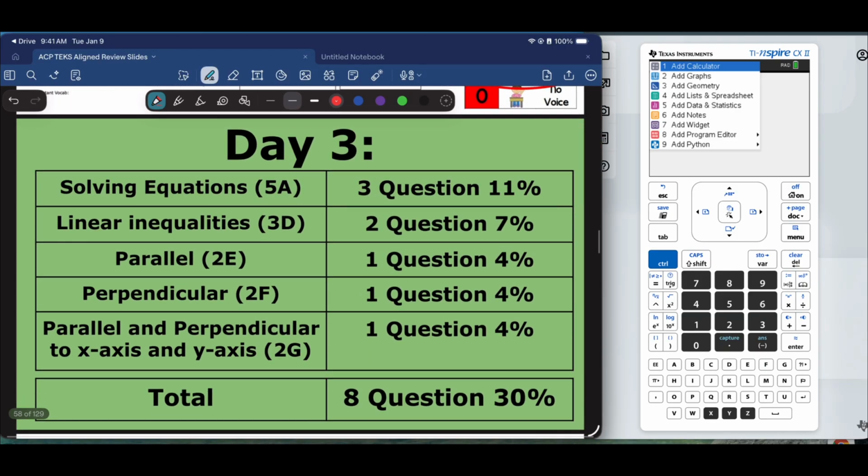So today we're going over solving equations, 5A, which is 3 questions on your ACP. That's 11% of your test. Then we're going over linear inequalities. That's true, false. That's 2 questions on your test. That's 7%. Then later we'll go over parallel. That's 1 question perpendicular, 1 question parallel and perpendicular to x and y axis, 1 question. But these are all kind of like the same skill, so I'd say it's like 3 questions. But in total, you are learning 30% of the test today. That is a huge number, so please make sure you're paying attention. If you have any questions, please let me know.